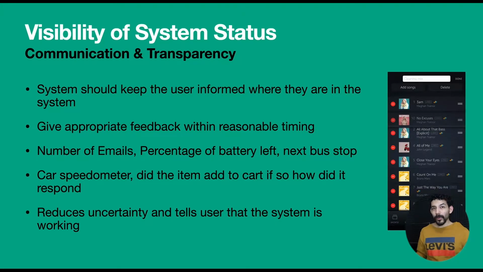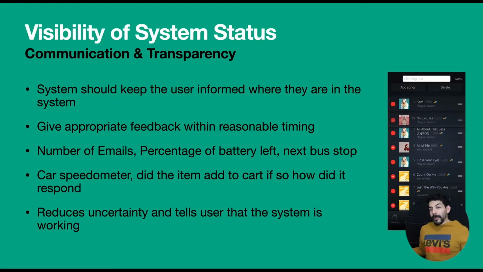So examples could be the percentage of battery left on a phone or electronic device, or it doesn't really have to be electronic, it can also be physical. So a bus stop, they usually have signs, or a subway saying when's the next stop, stuff like that, or a car speedometer where it shows a user that they're going this speed, and the system is responsive in reasonable time, like it shows you instantly that the user is going that many miles per hour.